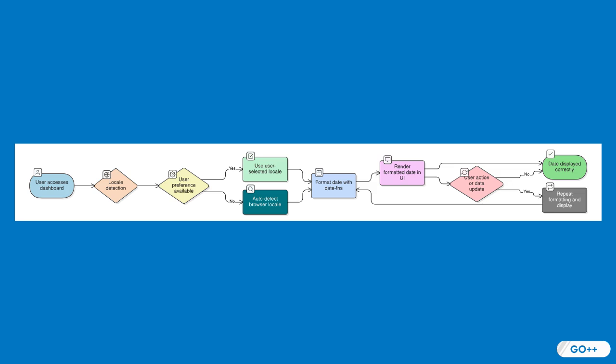By making date formatting locale-aware, you reduce cognitive friction, increase user trust, and ensure that everyone from Tokyo to Toronto sees information the way they expect. This fundamental alignment with user expectations is what elevates date-fns from a mere utility to an essential bridge in global-ready React dashboards.